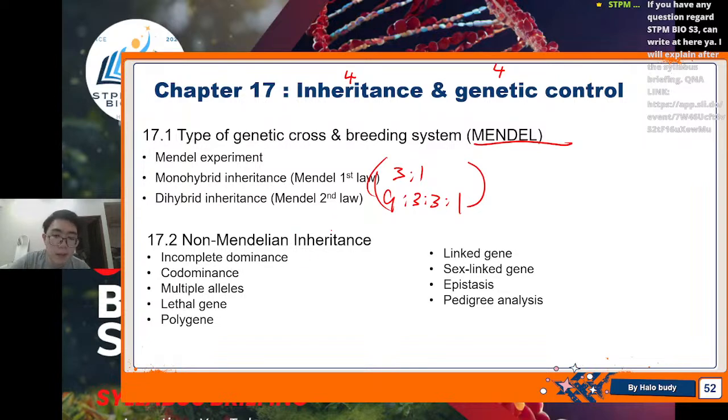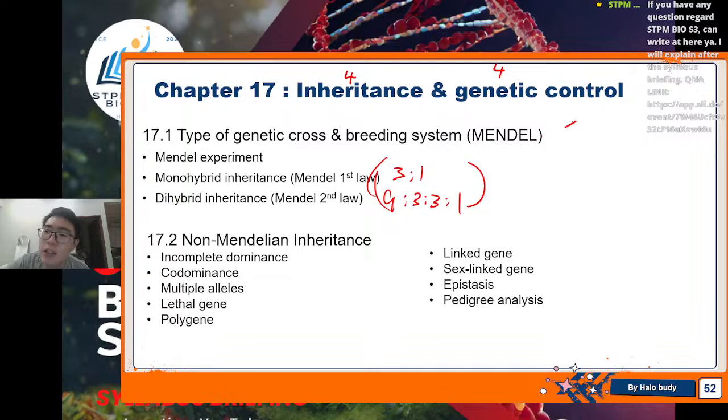So, Mendel experiment and non-Mendel experiment. We know that Mendel is the father of genetics. He is the first scientist who discovered inheritance. He is the first scientist to prove that organisms have inheritance, that some traits and phenotype characteristics can be inherited to further generations. Okay, this is Mendel.